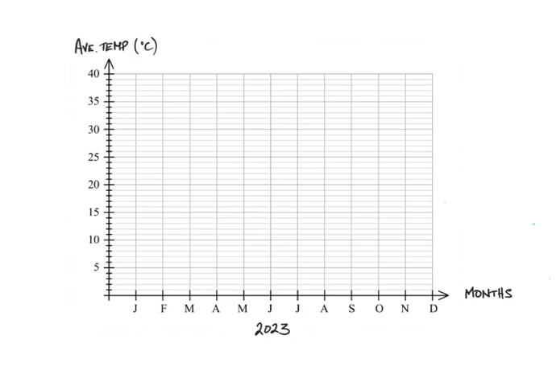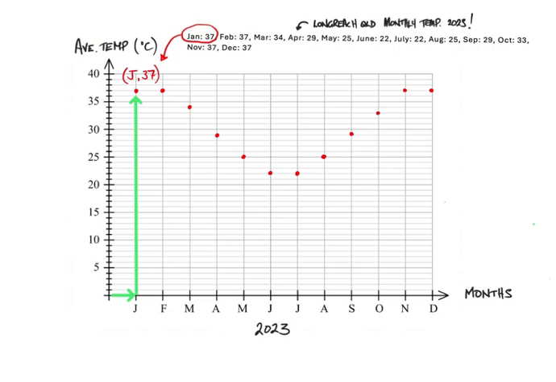Remember, whenever we plot any points on a Cartesian plane, we always want to move horizontally in the x direction first and then vertically in the y direction to plot our point. Once we've done this for all of our data points, we can connect all of them together to get this trend line that will give us an idea of how the weather in Longreach, Queensland fluctuated over 2023.